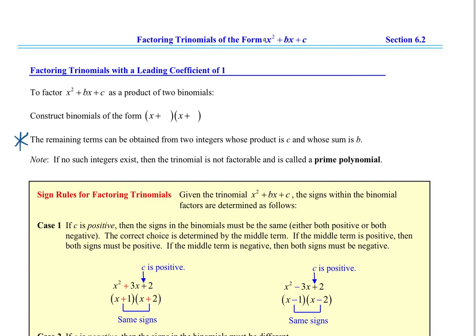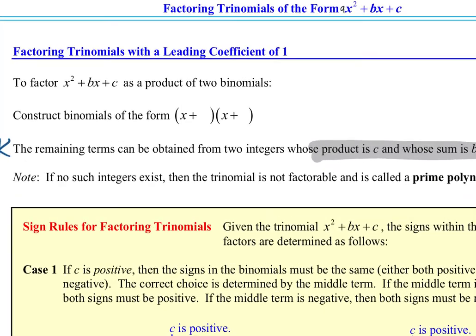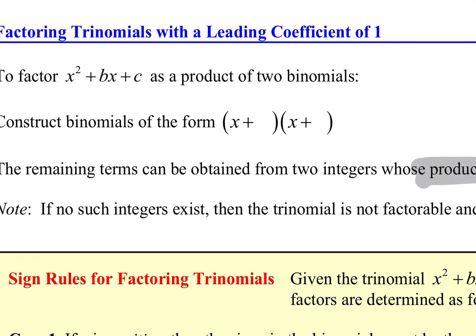And let me highlight the main point. It's saying two integers whose product is c and whose sum is b. But really, we're looking for two numbers that multiply to give us the number on the end, that multiply to give us c, and add to give us b.